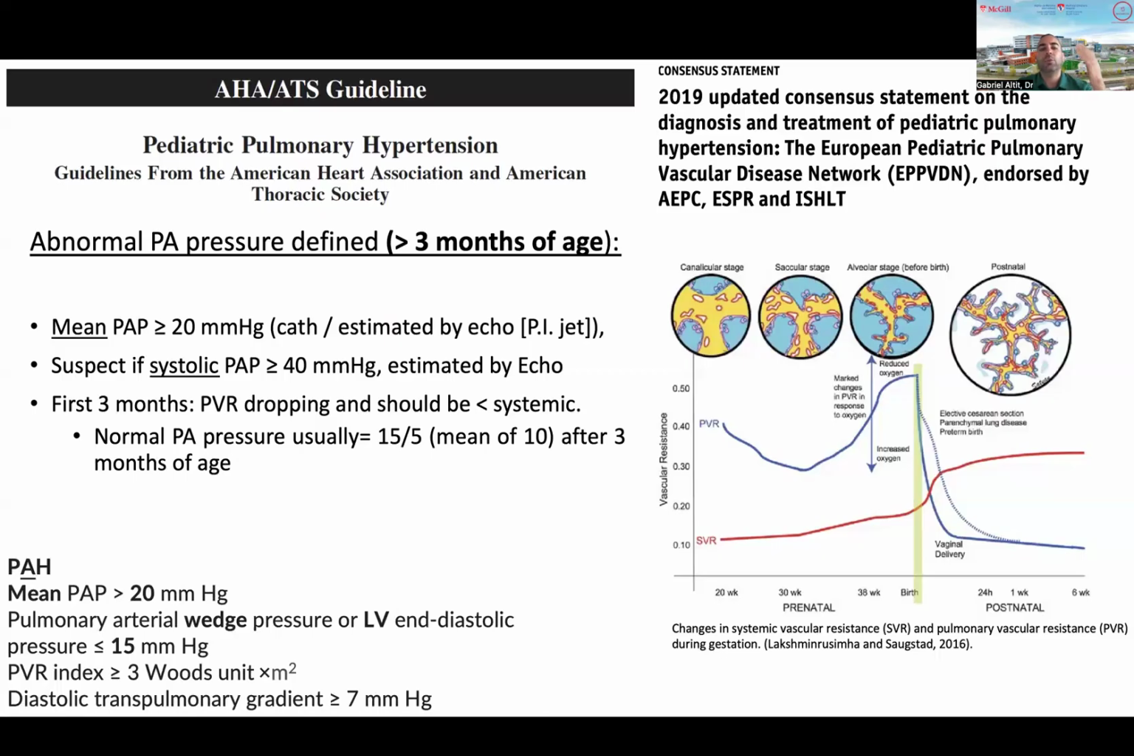And so usually we have normal PA pressures around 15/5 with a mean of 10 after 3 months of age. But before 3 months, we may have higher PA pressure because the PVR are still doing the transition. And I do want to remind you that pressure is a component of resistance times flow plus the distal draining pressure.